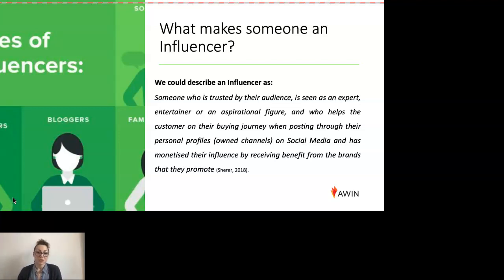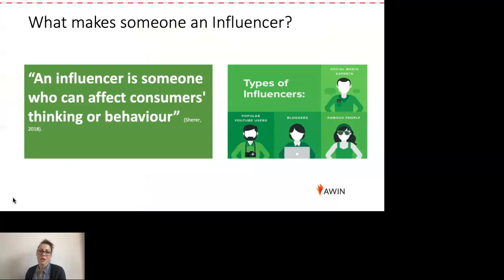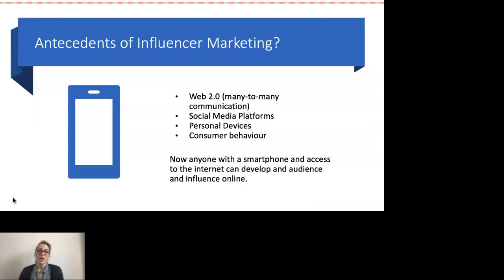So this is a definition by Shira, who works for Arwin, an agency that specializes in influencer marketing and affiliate marketing. So to sum up, an influencer is someone who can really affect the customer's thinking or customer's behavior. So how has influencer marketing become such a big or such an important thing? What are the requirements? What's changed recently that's made influencer marketing a key tactic?